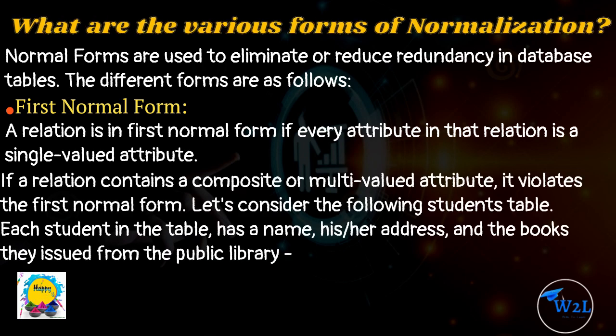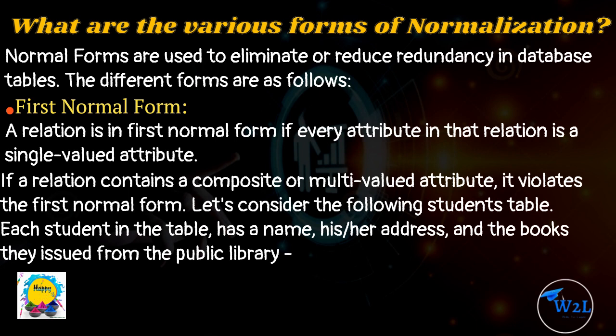What are the various forms of normalization? Normal forms are used to eliminate or reduce redundancy in database tables. The different forms are as follows. First normal form. A relation is in first normal form if every attribute in that relation is a single-valued attribute. If a relation contains a composite or multi-valued attribute, it violates the first normal form.